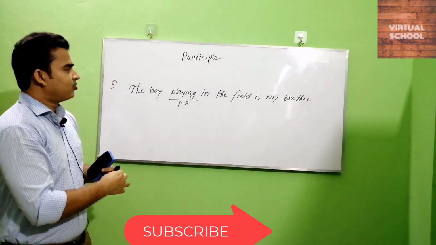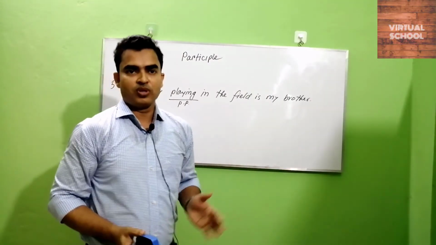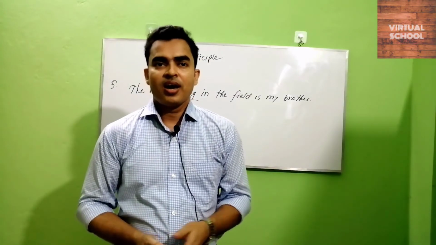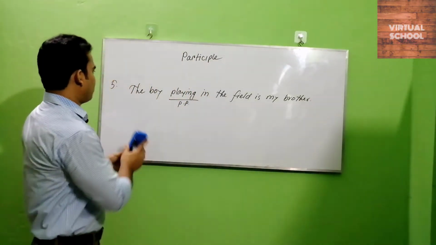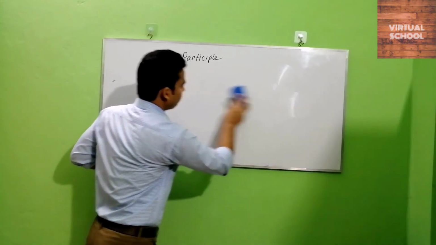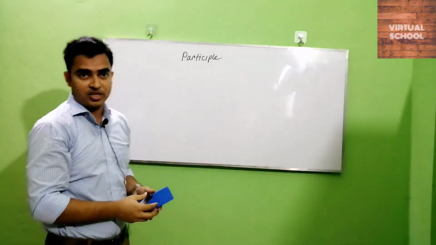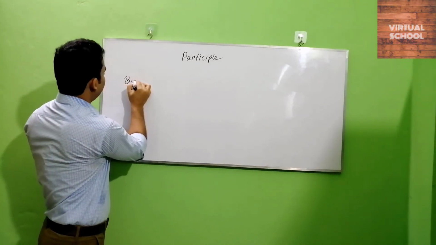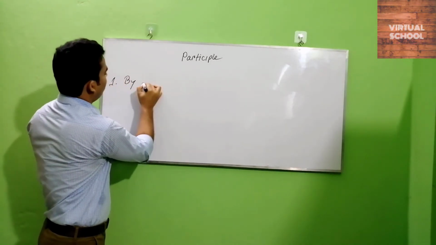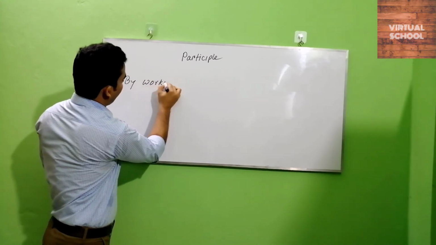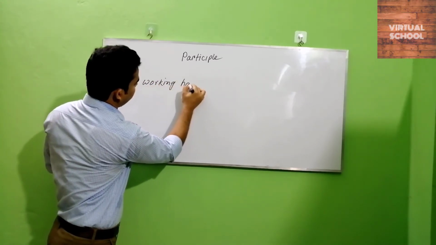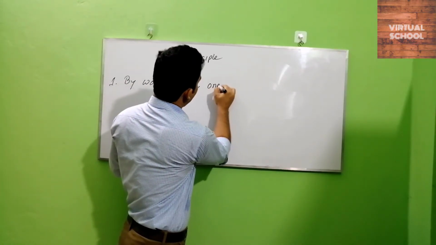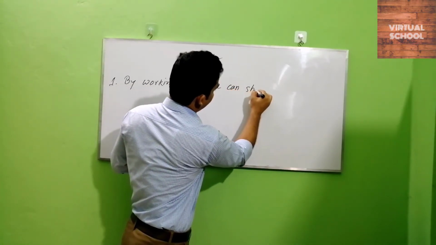Okay, so these are the characteristics of a present participle, where a present participle can be used and how we can identify a present participle. And now, finally, we can see some examples here. And this is very important, you have to notice it. Here, number 1, by working hard, one can shine in life.